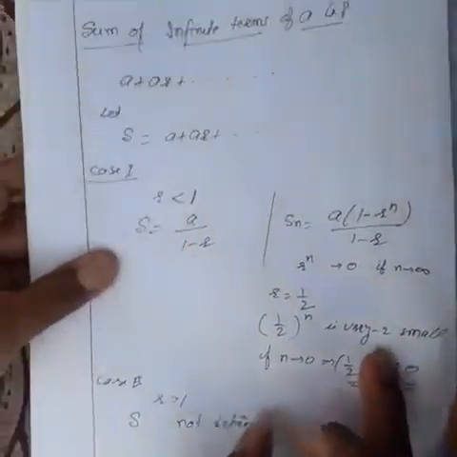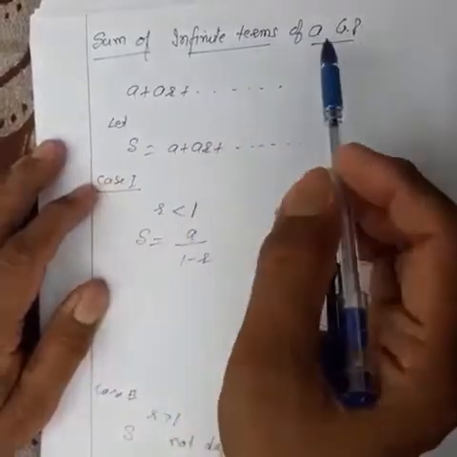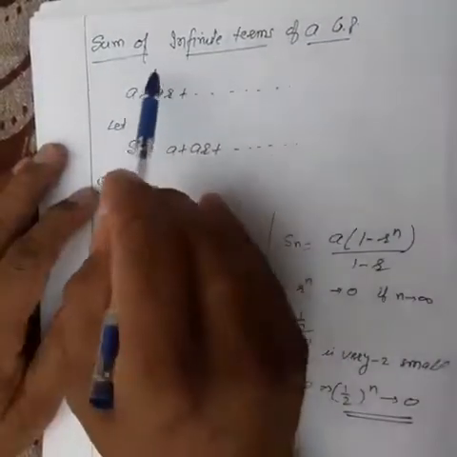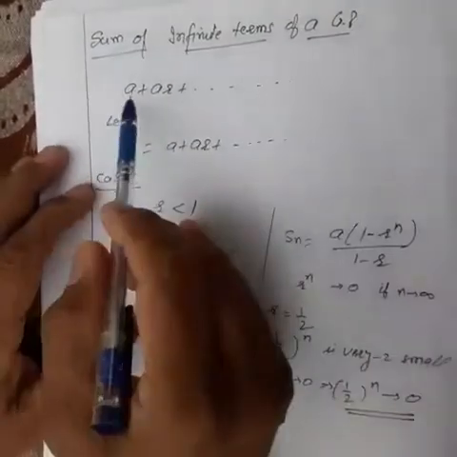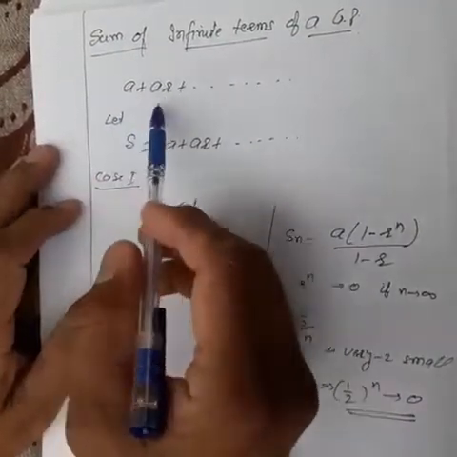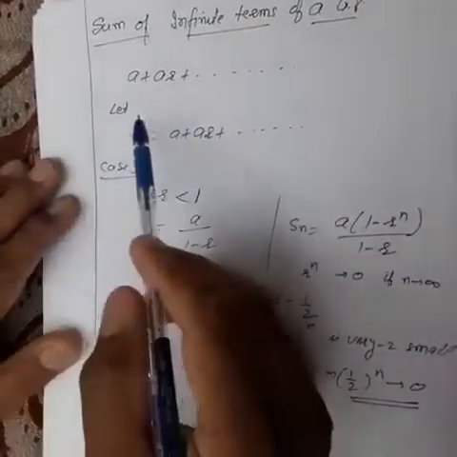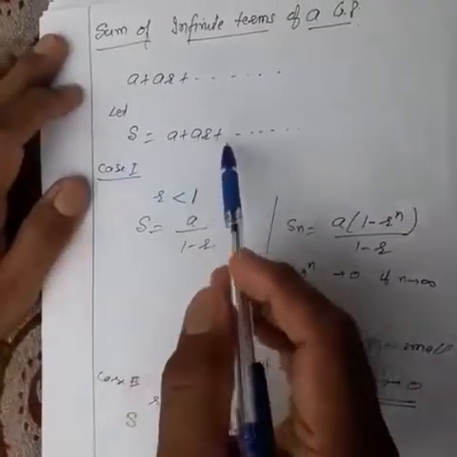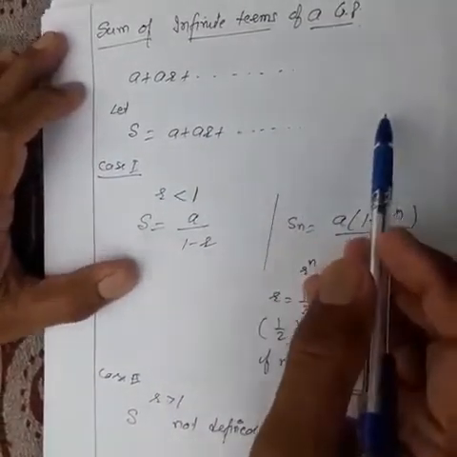Now we will start with the sum of infinite terms of a GP. Till now we have found the sum of a finite number of terms, that is the sum of n terms of a GP. So the GP is a + ar in continuation up to infinity. Now let S be equal to a + ar up to infinity, the next term will be ar², then ar³, and so on.